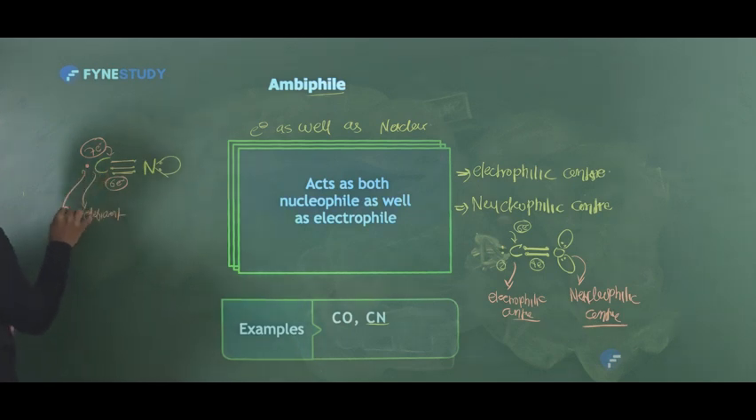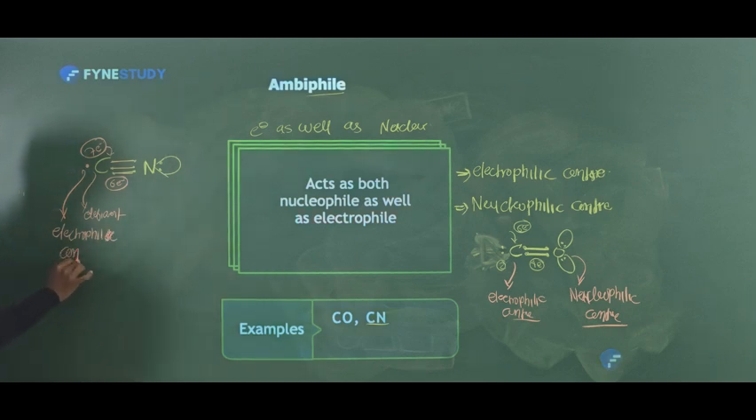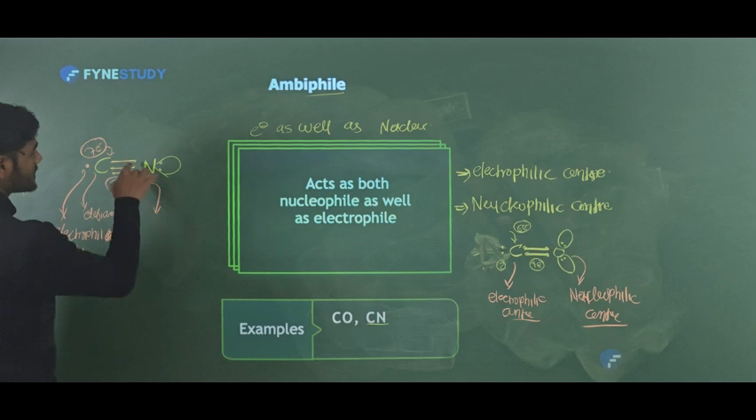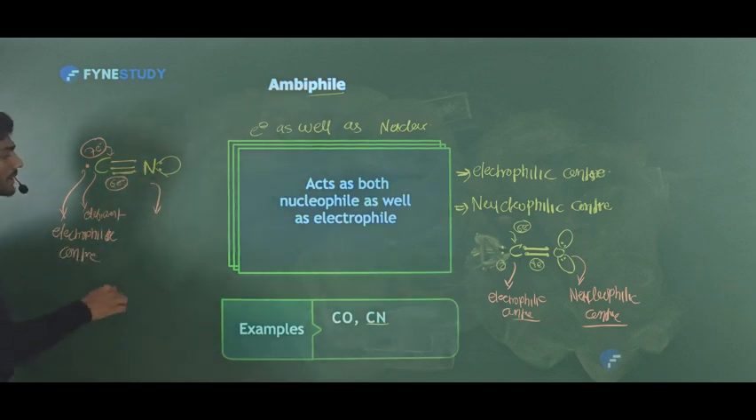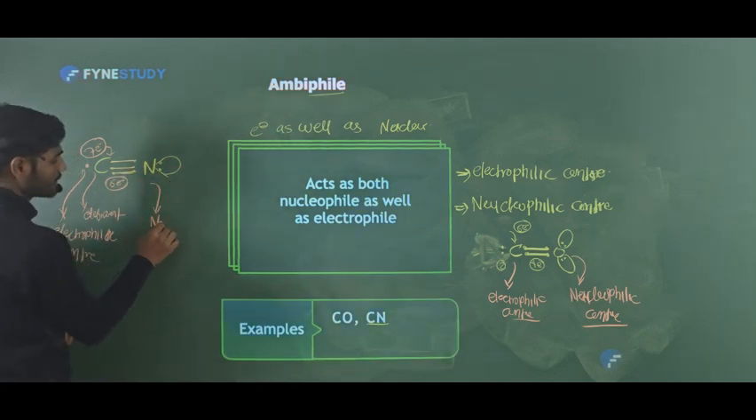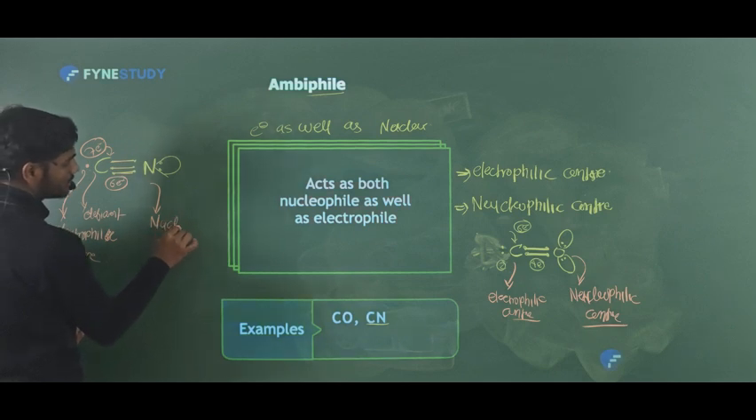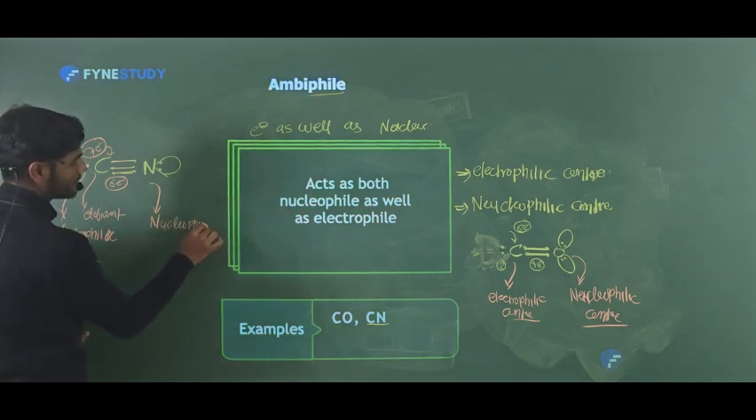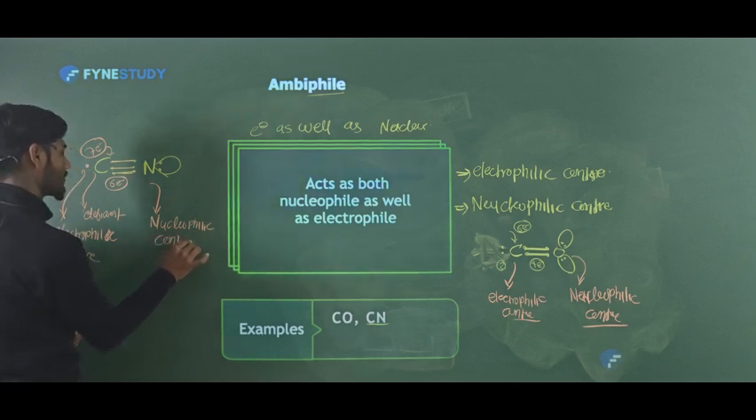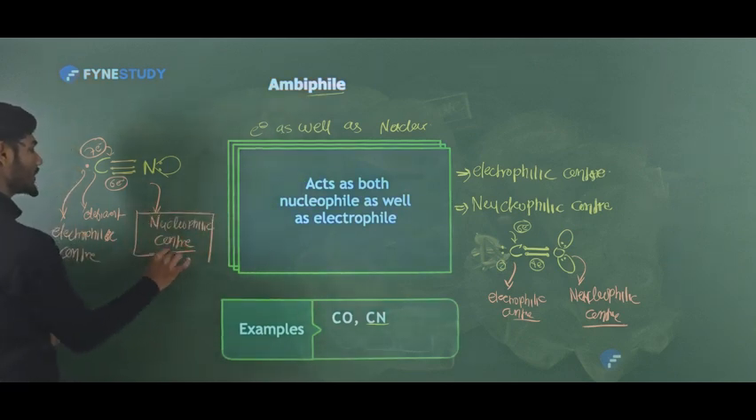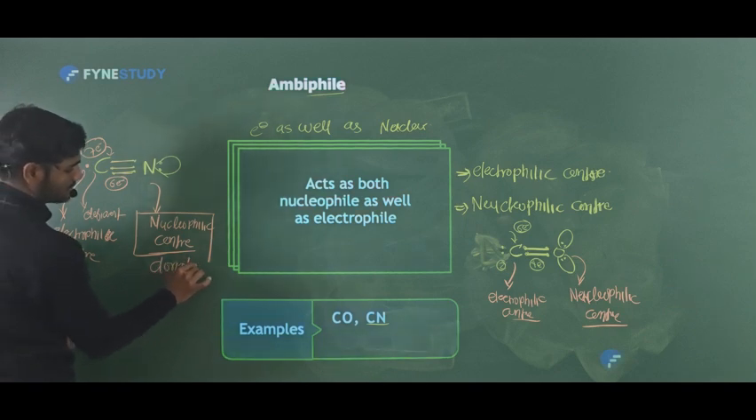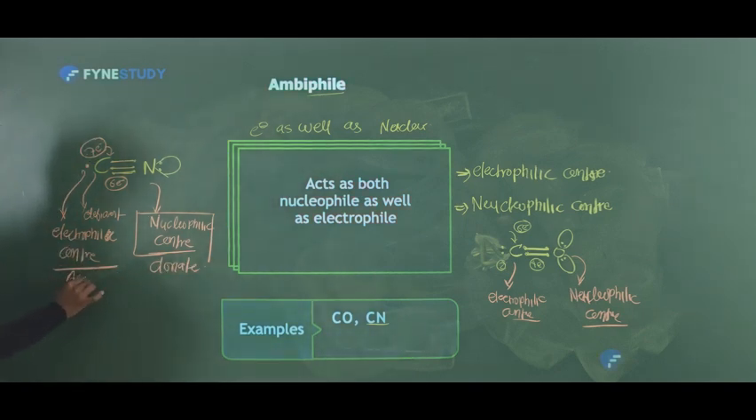Okay. So the carbon will act as an electrophile or electrophilic center, and nitrogen, see 6 here and 2 here, 8, the octet is completed and a lone pair is here. So this one will be a nucleophilic center. Okay. So it can donate the electrons, and this one will accept the electrons.